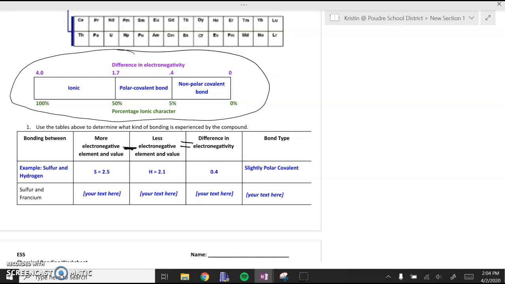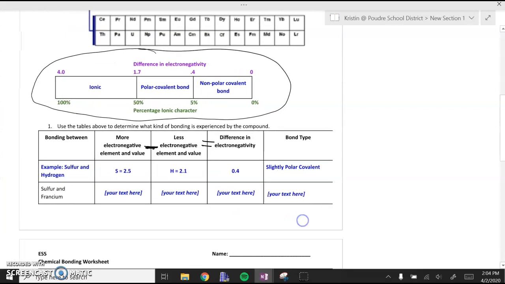So then once I have my number, my difference in electronegativity, I can look up here at my table and it's right exactly at 0.4. So I'd say it's like slightly polar covalent, right? It's right on the line. So it's a little bit polar. And then you just do the same thing for the rest of them.